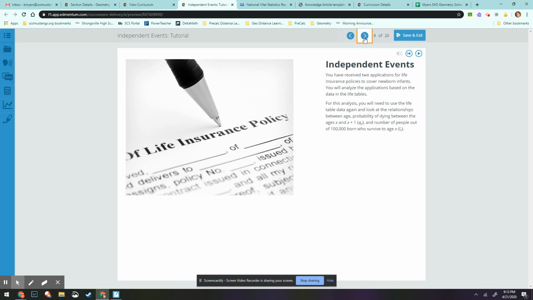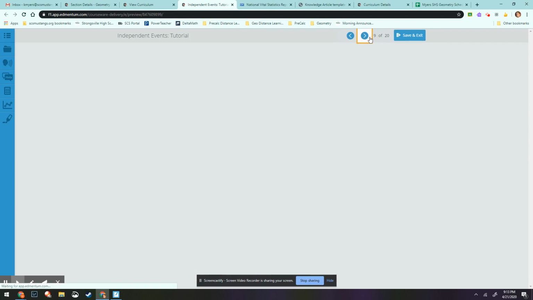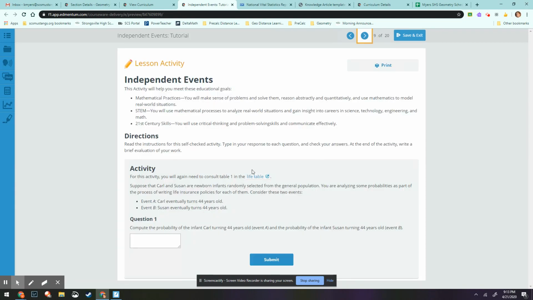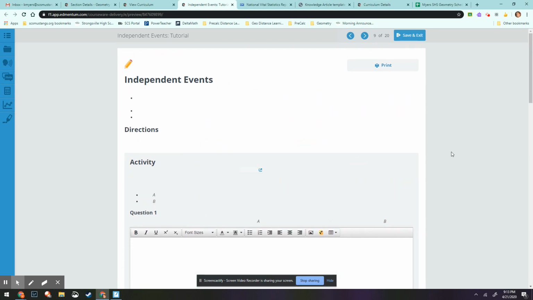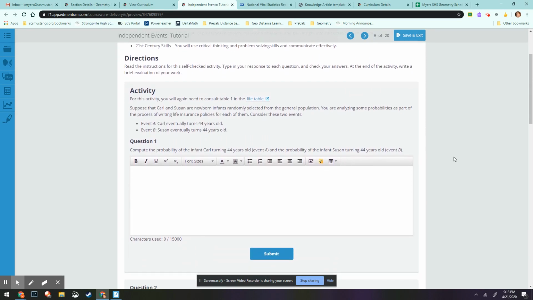So now we're going to talk about independent events. This is just saying, hey, we got these applications for life insurance policies for 2 different infants. We're going to look at this activity and do some work. We're still working with that same life table. The 2 infants that we have gotten applications for are Carl and Susan. And so we're going to look at question 1, which says, compute the probability of the infant Carl turning 44 years old.